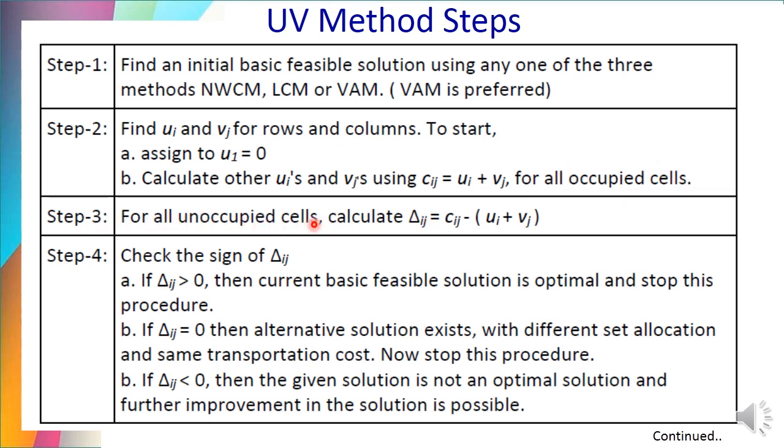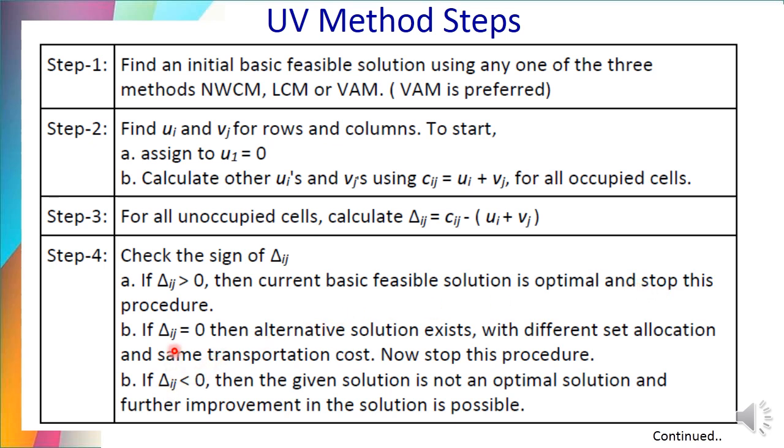For all unoccupied cells, compute the value of delta ij. The delta ij is nothing but Cij minus (ui plus vj). Next, we need to check whether the optimal solution is reached. The optimal solution checking will be done by looking at the values of delta ij. If all the values of delta ij are greater than 0, then the current solution is an optimal solution. We can stop the procedure by concluding that the current solution is an optimal solution.